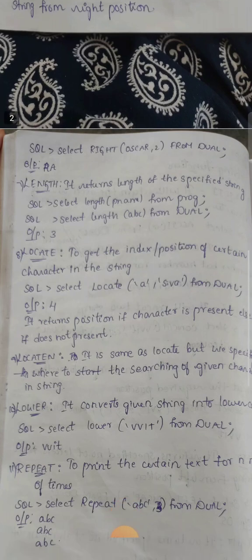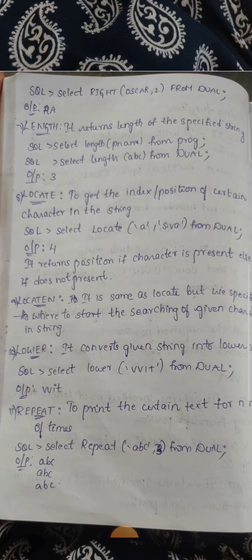LOCATE gets the index or position of a certain character in the string. Select locate of A, Siva from Jewel. It returns the position if the character is present. If it is not present, it does not give any output, but it returns the position if it is present. So A is present at the 4th position, and we got the output as 4.